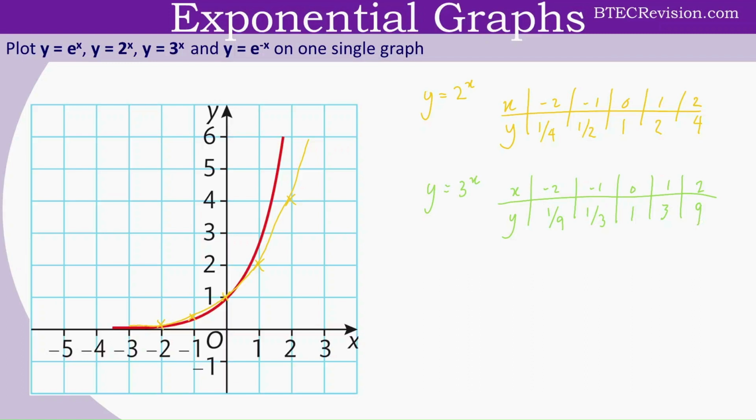Plotting these values, our x is -2, so that's going to be 1/9, so it's very small, about there. For the next value, x is -1, that's going to be 1/3, so it's about there. For the next value, it's over there. When x is 1, y is going to be 3, slightly higher than y equals e to the power of x. And for x is 2, it's going to be 9.